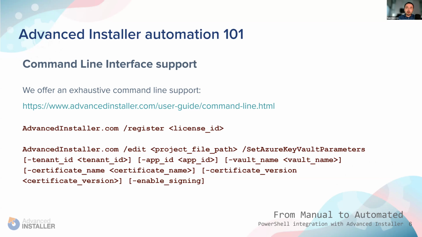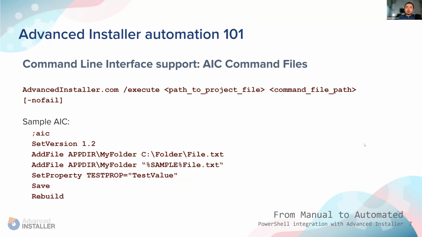But in this scenario, for example, when you want to set your key vault parameters, you can just call advancedinstaller.com, not the website, the executable, and give it the required parameters, and your project will be all set up to use Azure Key Vault. Now, on the CLI, you can quickly get into scenarios where there is more than one command that you need to execute. So you would need to invoke this executable multiple times, and this leads to boilerplate, which we want to avoid.